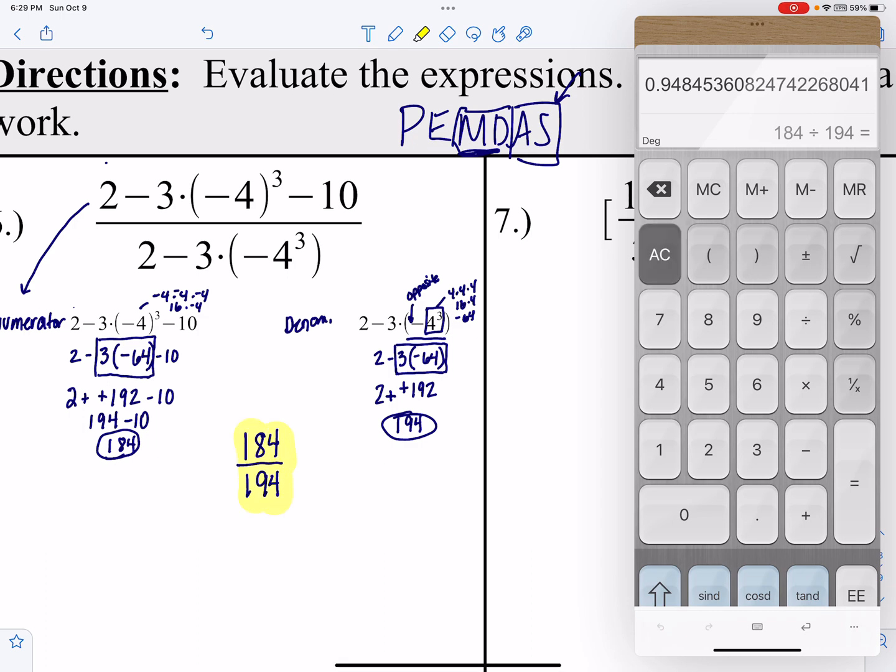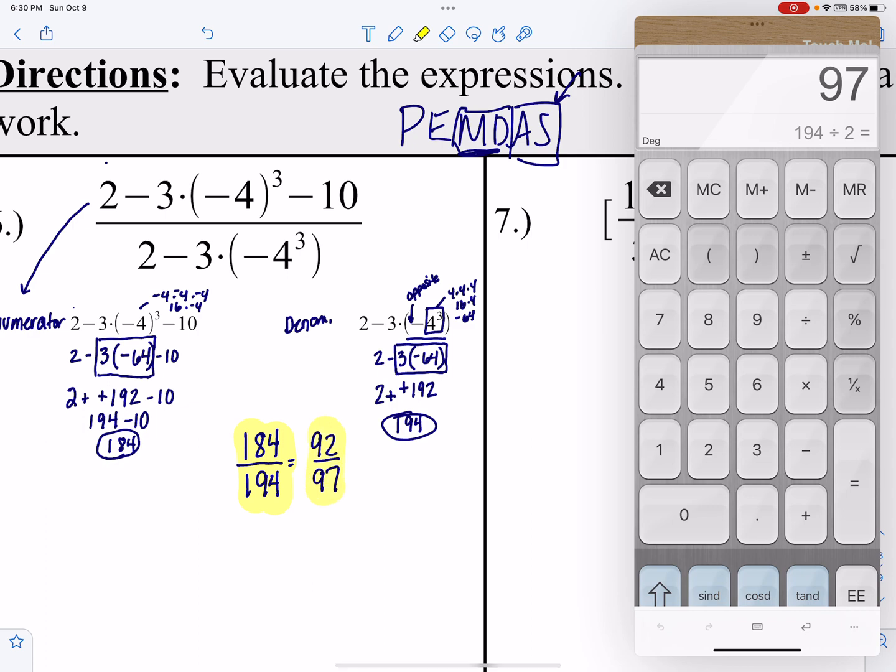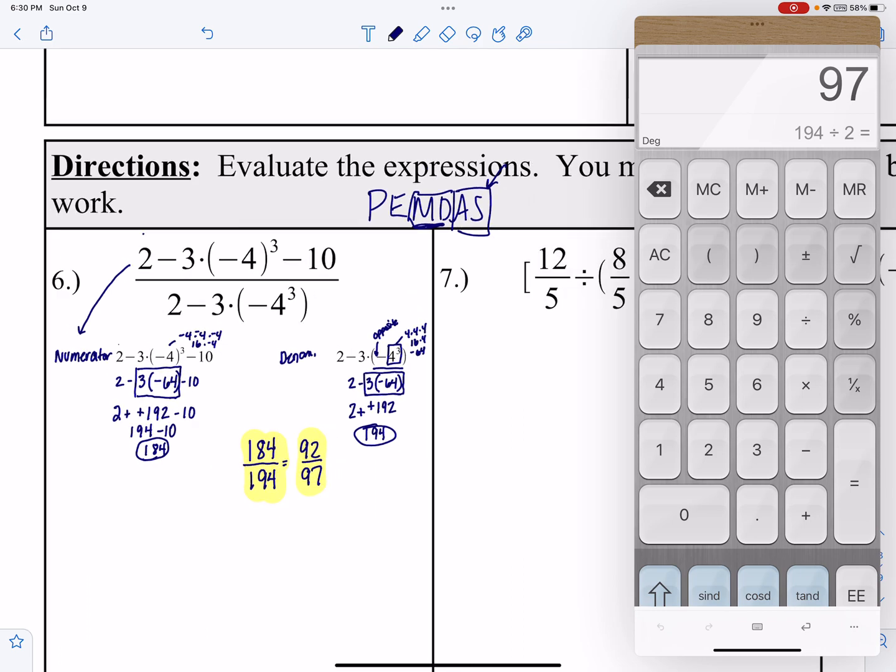Now I could simplify it at least. I know that those are even. So we could do 184 divided by 2 over 2. And we end up with 92 over, let's see, 97. And I'm not sure, we're going to leave it right there. 92 divided by 97 is our final answer.